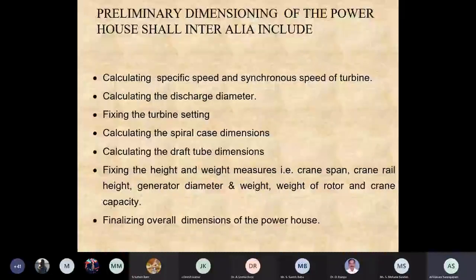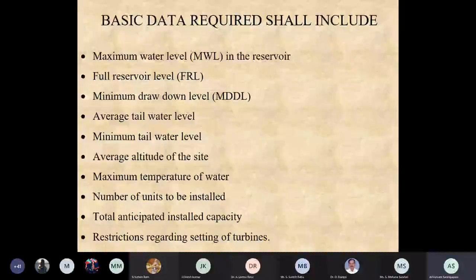The basic data required in a hydropower project is the maximum water level, which we call the MW level. This is the maximum water level that will be available in your dam. Above that there will not be any level, because that will be calculated using the hydrology method. So this is the maximum water level up to which the water will go. Above that, the water will not go.